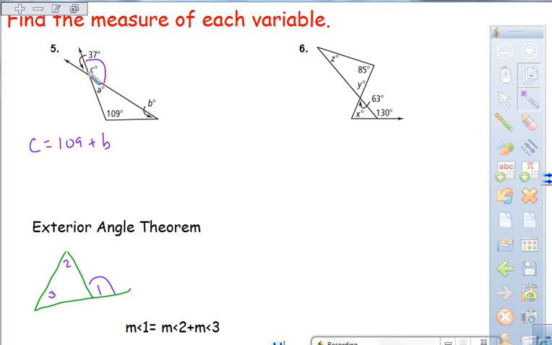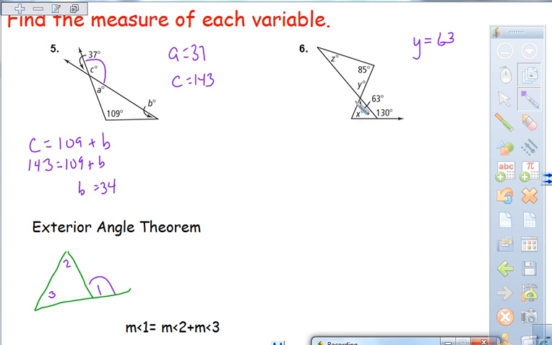So probably the first thing we're going to do is say that A is 37 because of vertical angles theorem. And then the supplement to 37 is 143. So C is 143. So that 143 is going to be equal to 109 plus B, which then makes B 34. Try number 6.